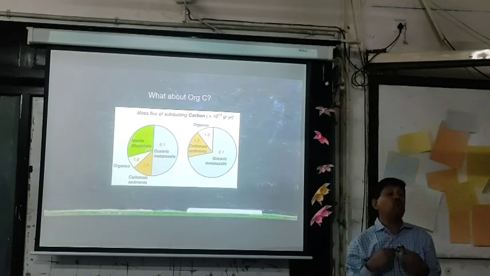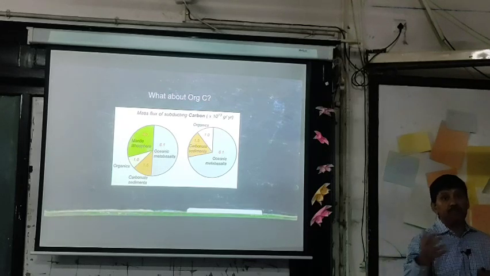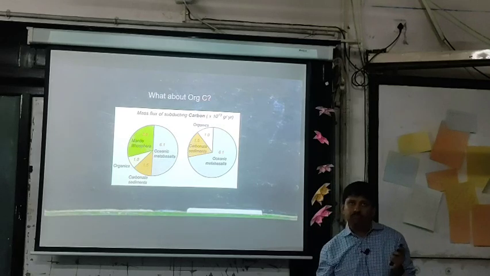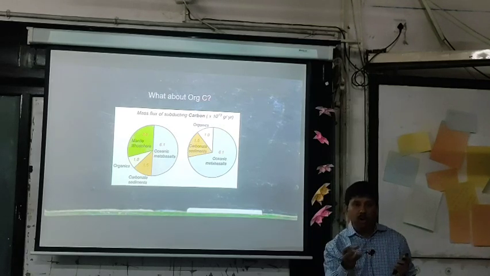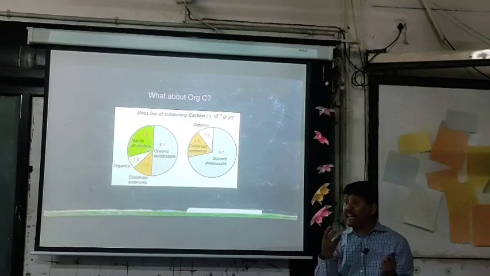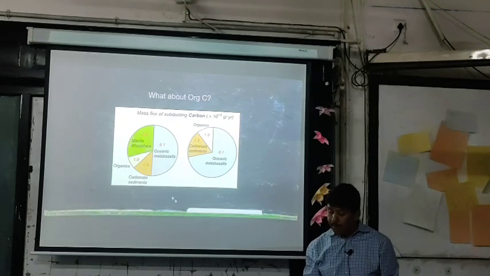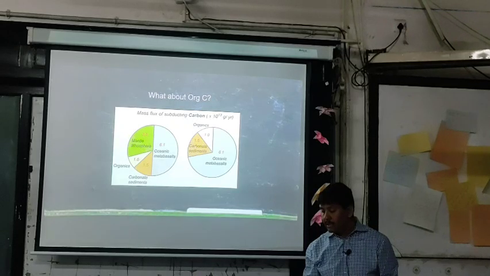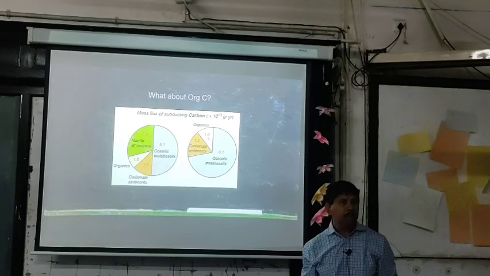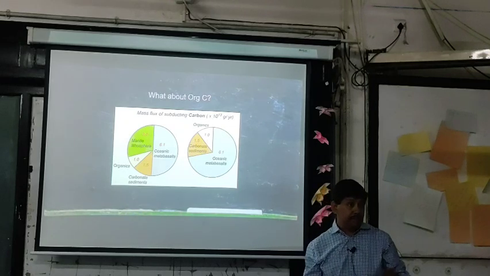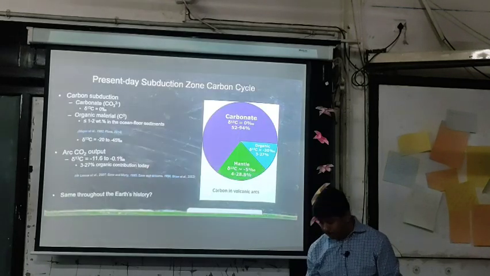So far I have been talking about the oxidized form of carbon, carbonates or CO2. What about organic carbons that are not like calcite-secreting organism type of organic carbon, but things like kerogens and so on that can also be present in downgoing sediments? Again, I'm bringing back that same pie chart, and as I'm showing you, in the crustal portion of the downgoing slabs, averaged globally, organics is a minor component, but it's still there. So the question is, what is the fate of organic carbon as it goes down in subduction zones?